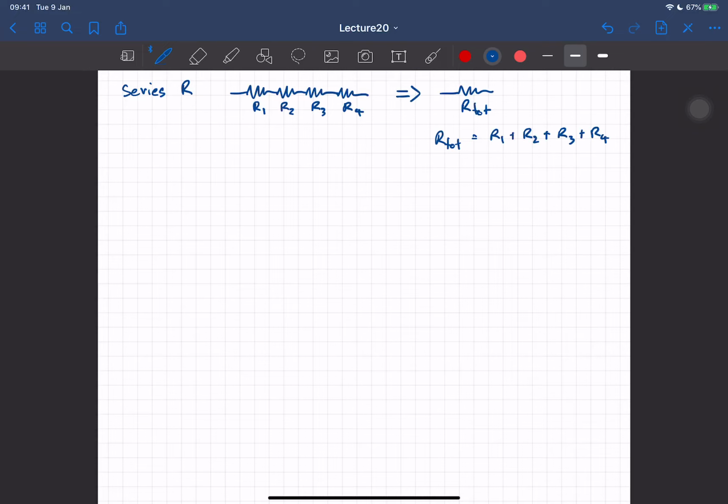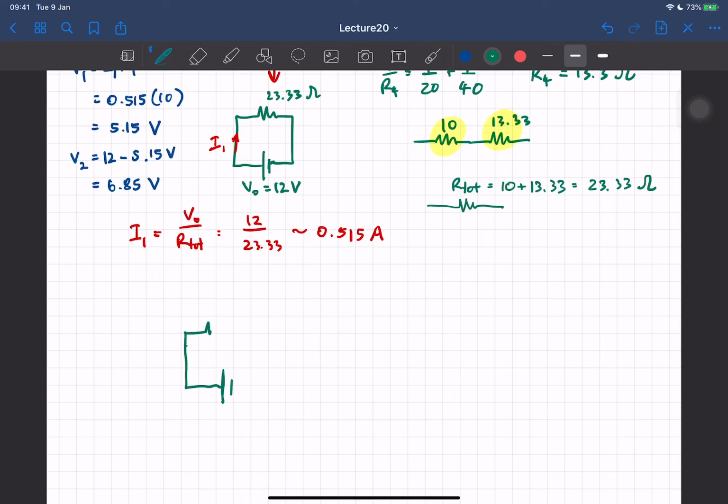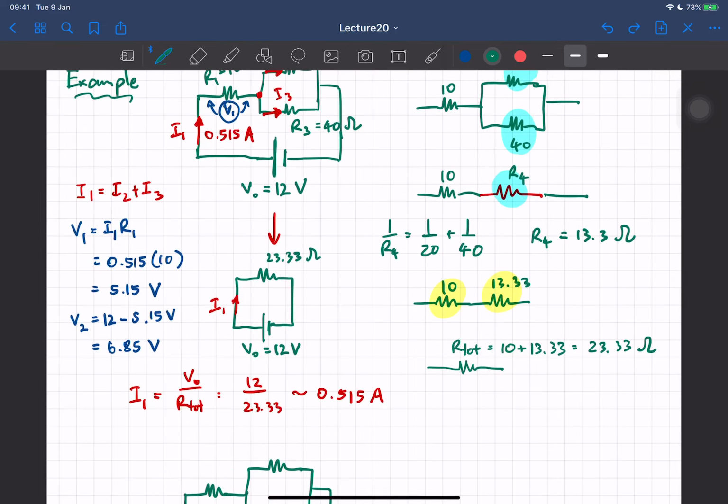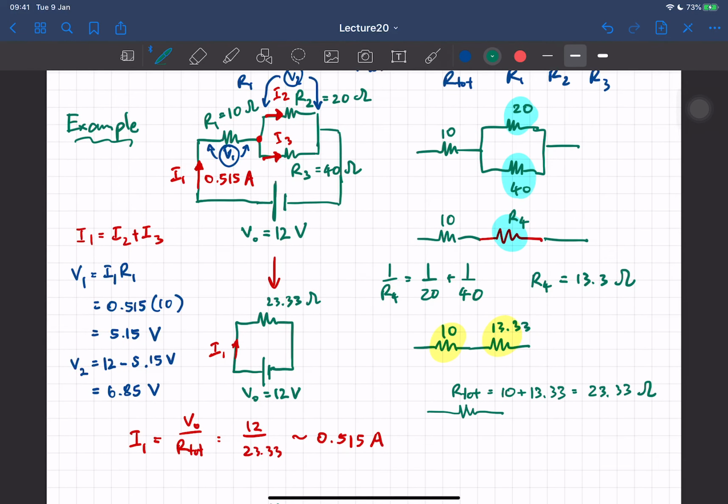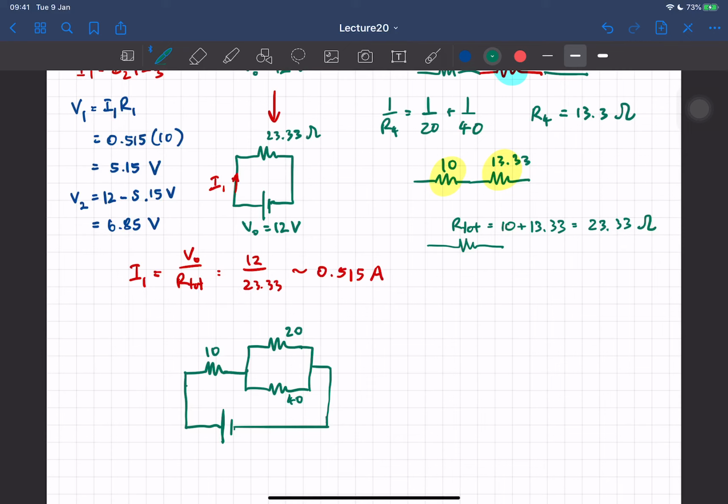Right. So let me redraw the circuit a little bit because it's getting kind of crowded. So R1 here, R2 here, and R3 here. Okay, so we have R1. I'll just write the number for the resistance, so 20 and 40. So again, we know that V1 is 5.15 volt, and then we know V2, which is 6.85. And again, we know because V1 plus V2 has to be equal to 12 volt here.